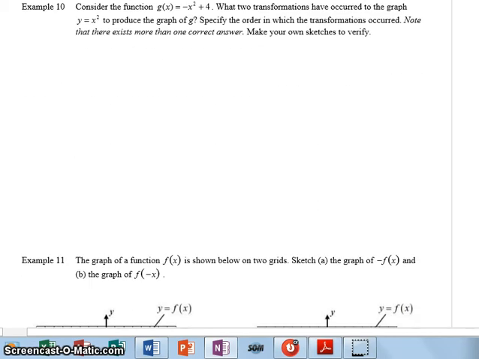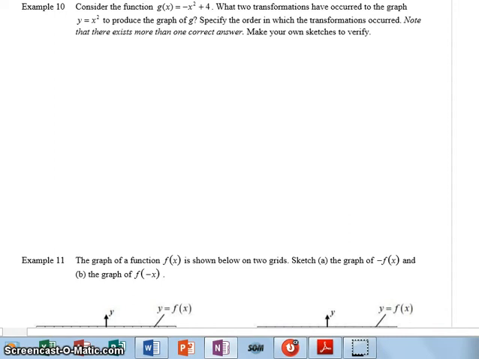Example 10. Consider the function g of x equals negative x squared plus 4. What two transformations have occurred to the graph of y equals x squared to produce the graph of g? Specify the order in which the transformations occurred. Note that there exists more than one correct answer. Make your own sketches to verify.